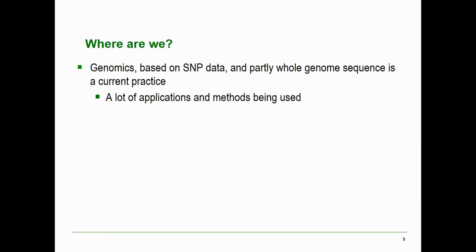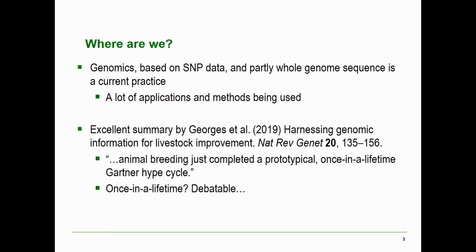So let's start with the easier one and try to determine where we are currently with genomics in livestock. Right now, genomics in livestock based on single nucleotide polymorphism data, but also whole genome sequences, is really current practice. There are a lot of applications and a lot of methods that can be used to improve livestock breeds. There is an excellent paper by George et al. from 2019, Harnessing Genomic Information for Livestock Improvement. If you have the opportunity, I really suggest you read it.